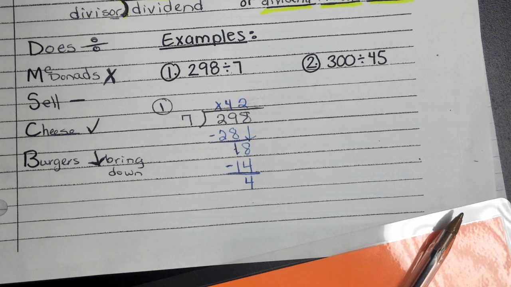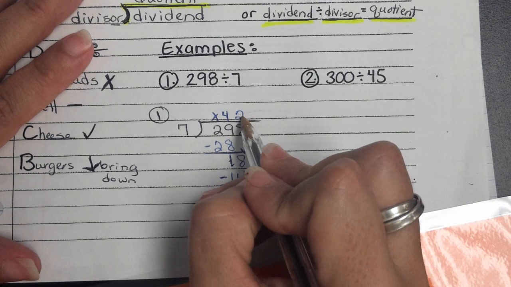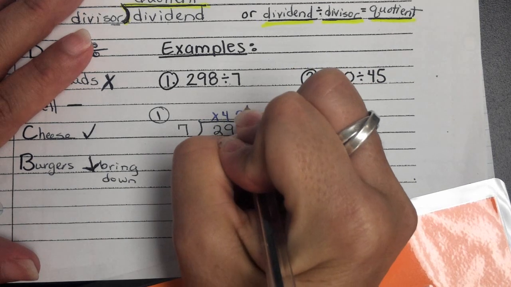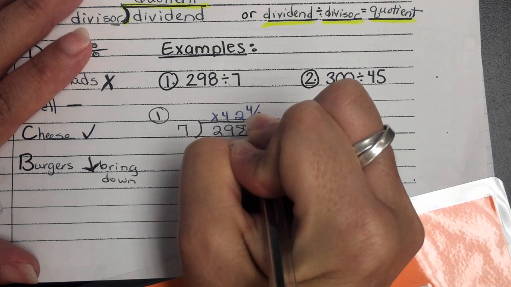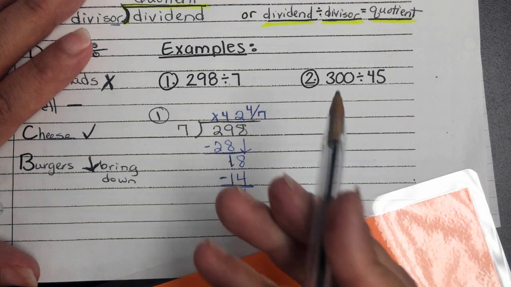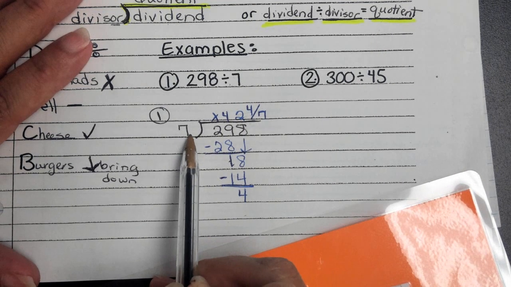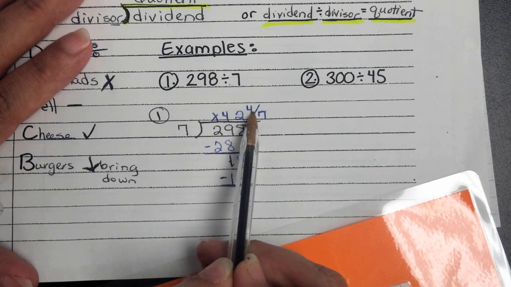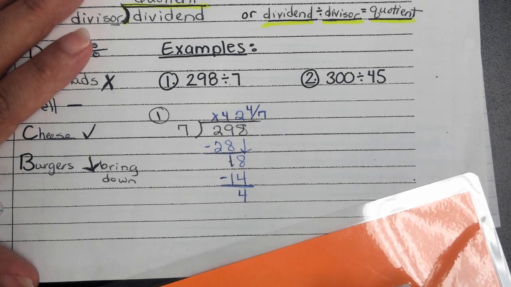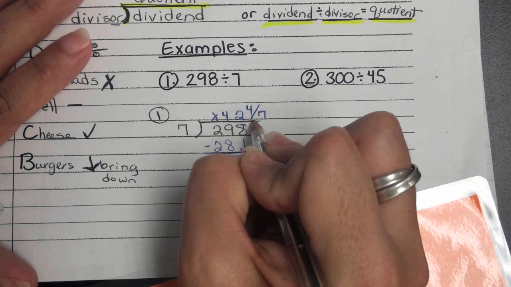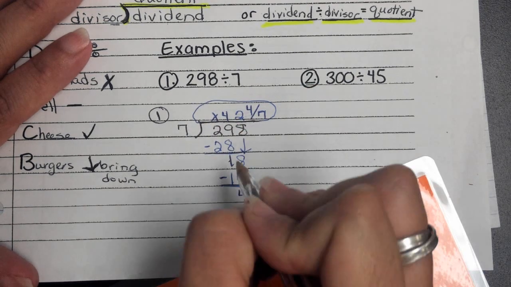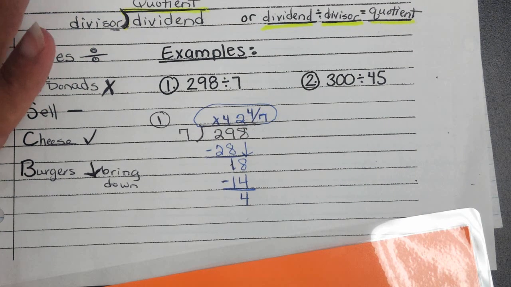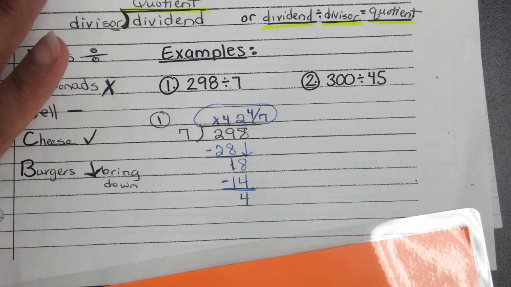And a lot of y'all did this last year, which is awesome. But it's going to be 42, and you just bring the remainder up with the divisor underneath. So the answer is 42 and 4/7. Okay? If there is no remainder, like it's a 0 at the end, then there's just no fraction. There's just no fraction. Okay?